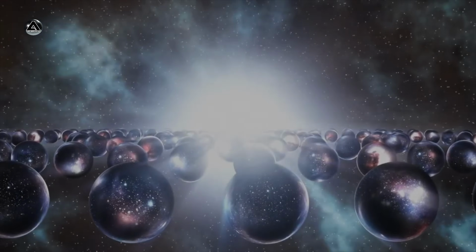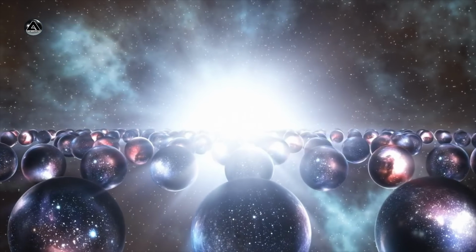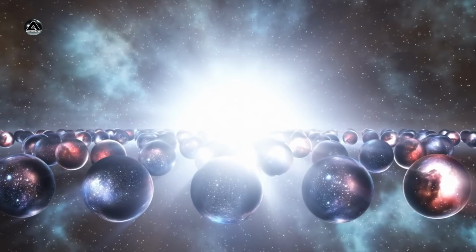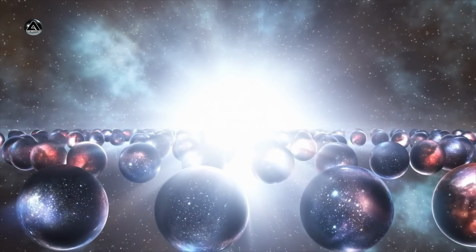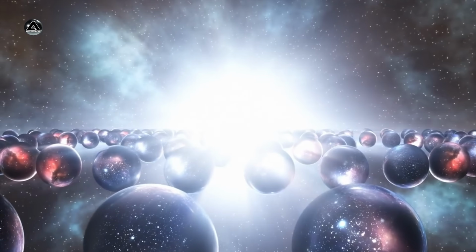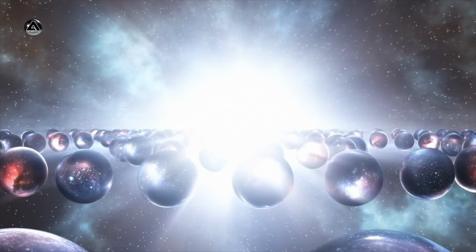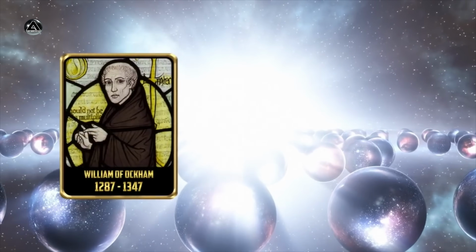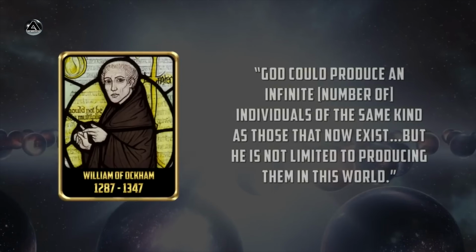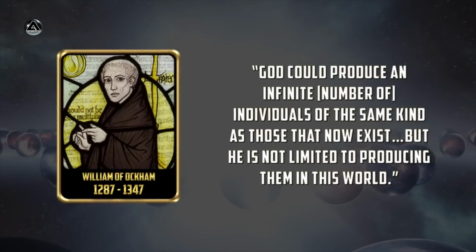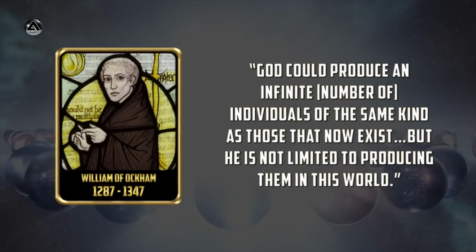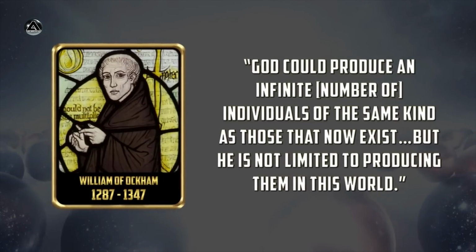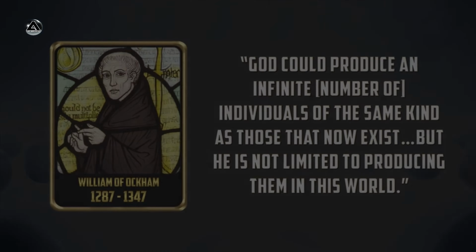While many philosophers asserted that God could make many worlds, most intimated that he probably wouldn't have bothered. Hardly anyone addressed the likelihood of alien life, although both John Buridan in Paris and William of Ockham in Oxford did consider the possibility. God could produce an infinite number of individuals of the same kind as those that now exist, wrote Ockham, but he is not limited to producing them in this world.